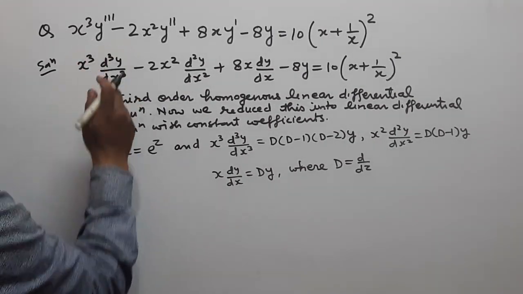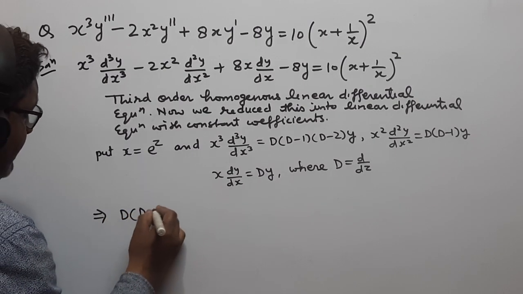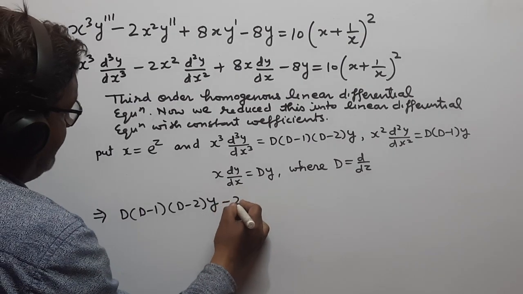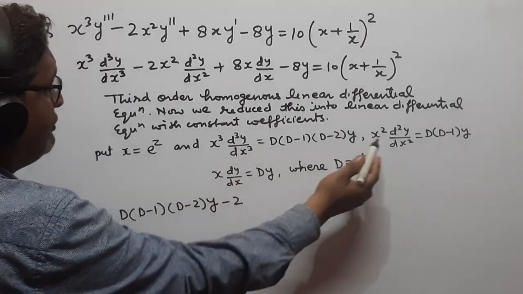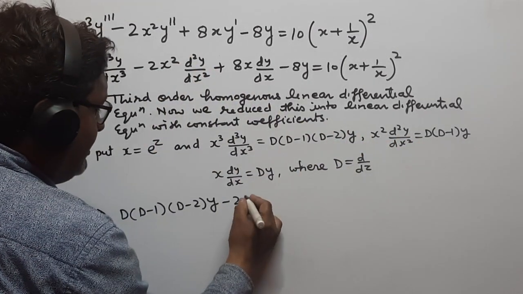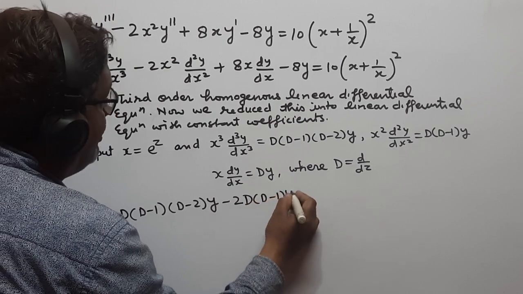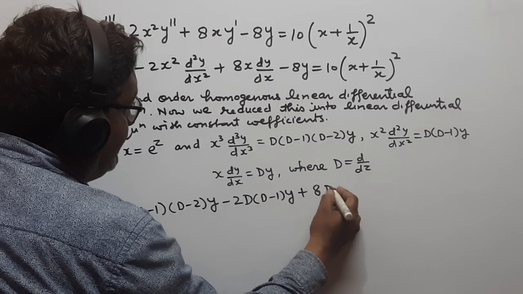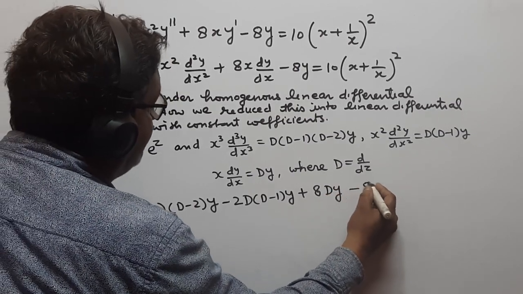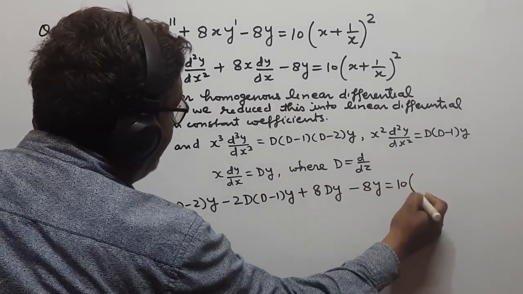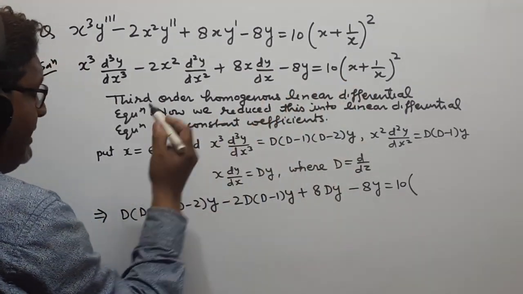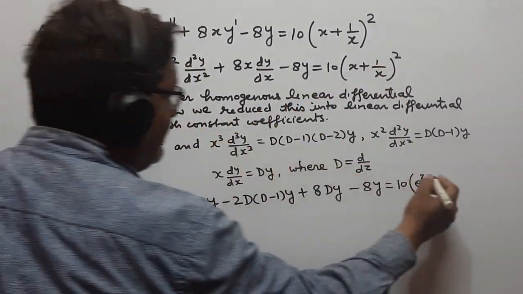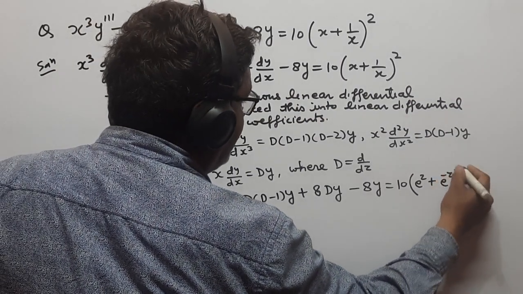You can see that this can be written as D(D minus 1)(D minus 2)y, and here 2, and in place of x square d2y by dx2, we put here D(D minus 1)y, and in place of x dy by dx, we put here Dy, minus 8y is equal to 10, and in place of x we put here e to the power z, and in place of 1 upon x we put here e to the power minus z, whole square.